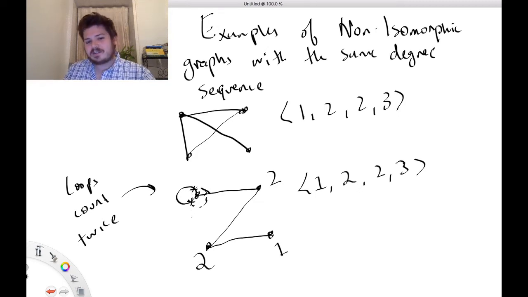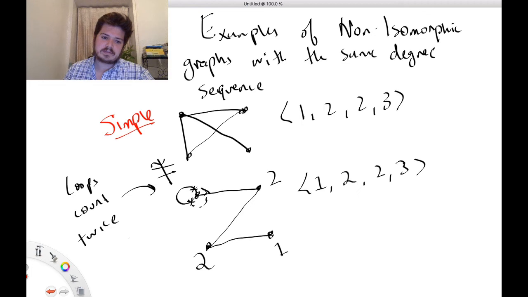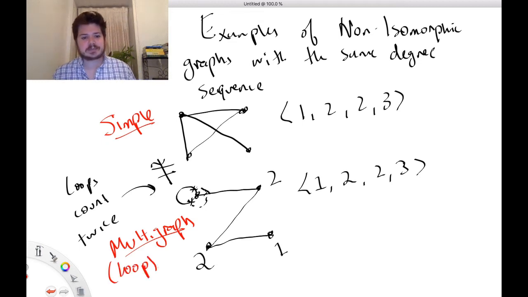But okay, they have the same degree sequence, but these are obviously not isomorphic. For starters, our first graph is simple, and our second graph is a multigraph. I'm not sure if I defined that, but a multigraph is not a simple graph, because it has a loop. But these have the same degree sequence. So that was kind of an obvious reason why they're not isomorphic.